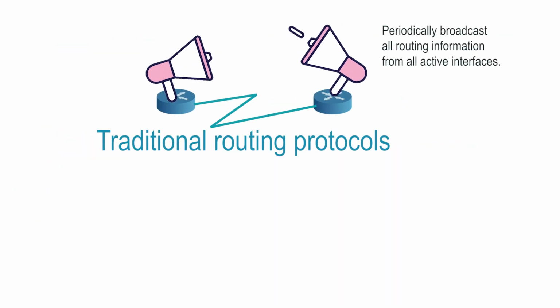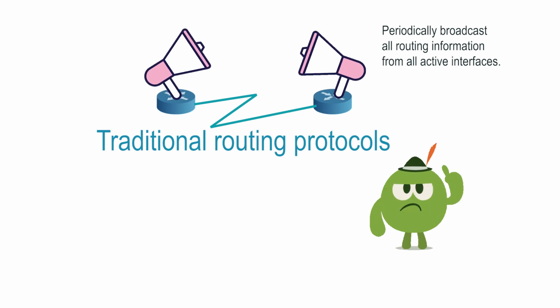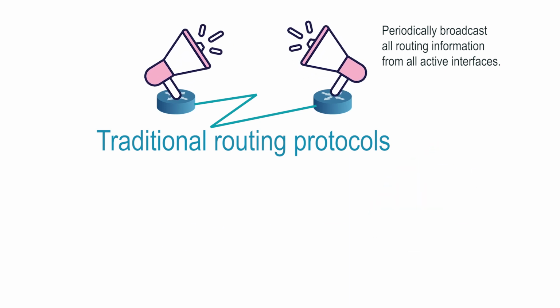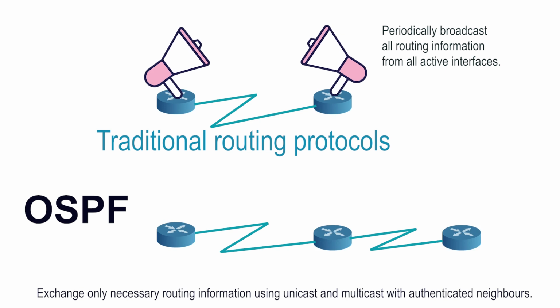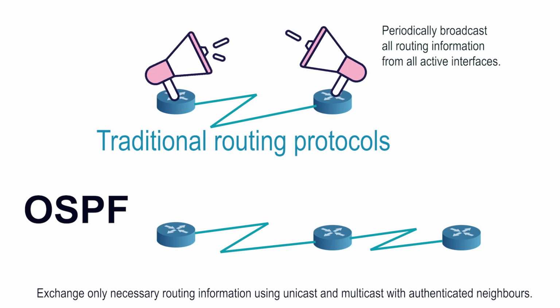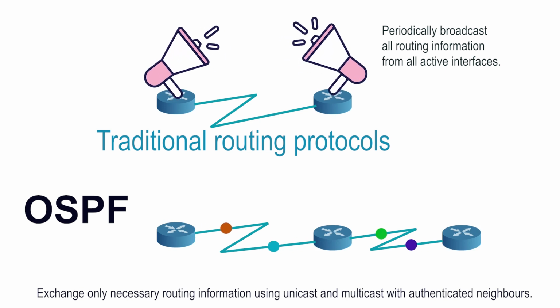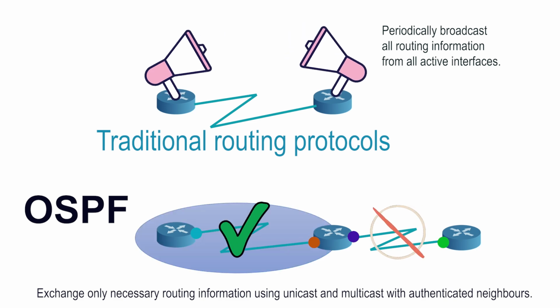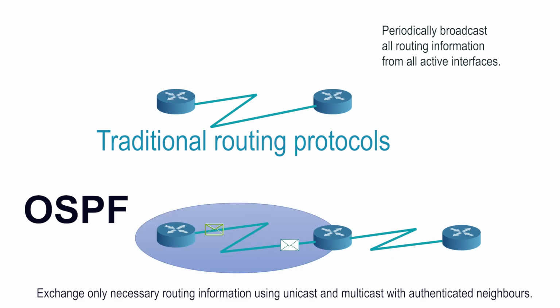Unlike traditional routing protocols, OSPF does not share routing information blindly. It limits the routing information exchanged between routers. It shares only what is necessary and required for routing. It first builds a neighborship and then shares routing information only with neighbors.